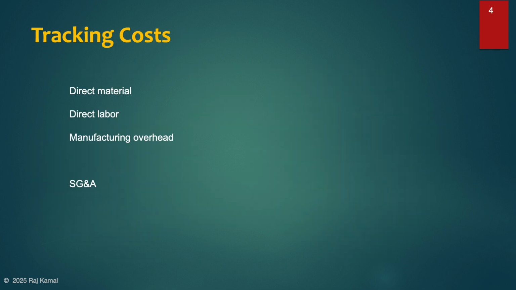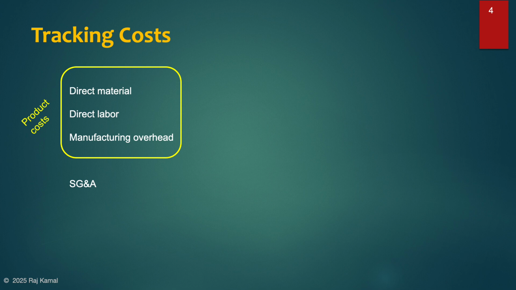On this slide, we will see how costs are tracked. As we saw earlier, costs include direct material, direct labor, manufacturing overhead, and SG&A or the non-manufacturing overhead, sales, general, and administrative expenses. The first three are also called product costs, and SG&A are called period costs because you incur them time over time and they're not directly related to the individual products.